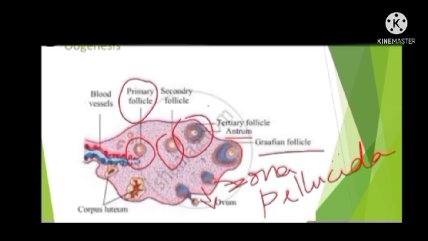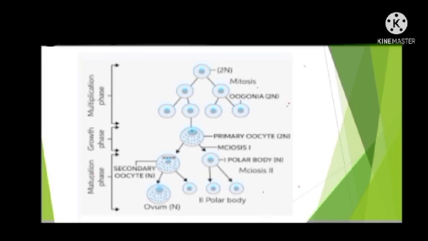Now next we can see the schematic representation of oogenesis. As we have seen in spermatogenesis, here also it is divided into three phases: multiplication phase, growth phase, and the maturation phase. In the multiplication phase, which takes place in the fetal ovary, the primary germ cells present in the fetal ovary undergo mitotic division. As a result, a large number of egg mother cells, germ mother cells, or oogonia will be formed.